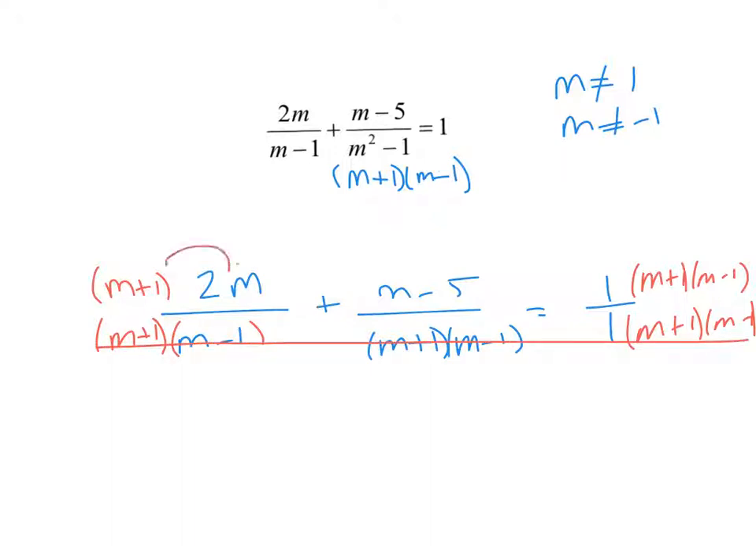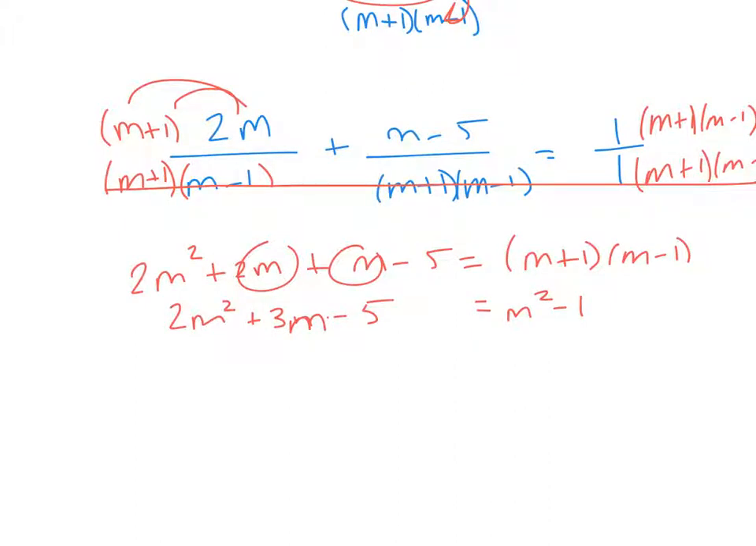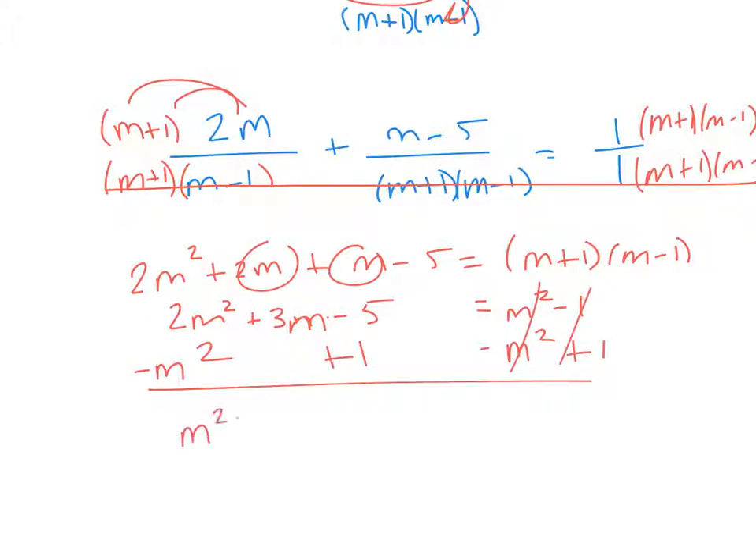Distributing this in, I get 2m squared plus 2m plus m minus 5 equals m plus 1 times m minus 1. Now that just becomes m squared minus 1. If you don't believe me, you can do a box, but we just factored that, so it has to be m squared minus 1. On the left, I'm going to add together the 2m and the m, so it'll be 2m squared plus 3m minus 5. M squared likes to be positive and equal to 0, so I'm going to subtract m squared and add 1 to make it equal to 0. And I end up getting m squared plus 3m minus 4 equals 0.